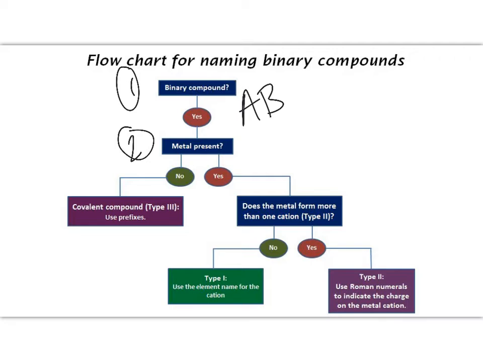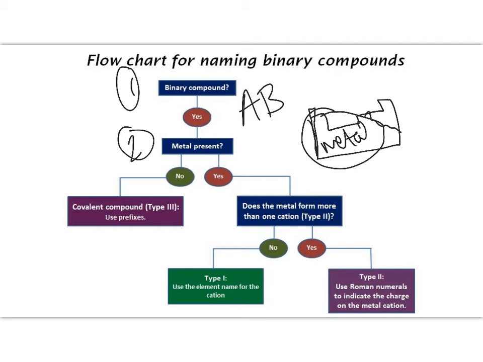Once we know that, which we always will, we're going to look at the second question, which asks us, is a metal present? What is a metal again? This is my rough sketch of a periodic table. If we have our stair step over here of the metalloids, everything over here is a metal. So if you have an element present in your name or formula that is a metal, you're going to follow this path, and that means you're dealing with an ionic compound.